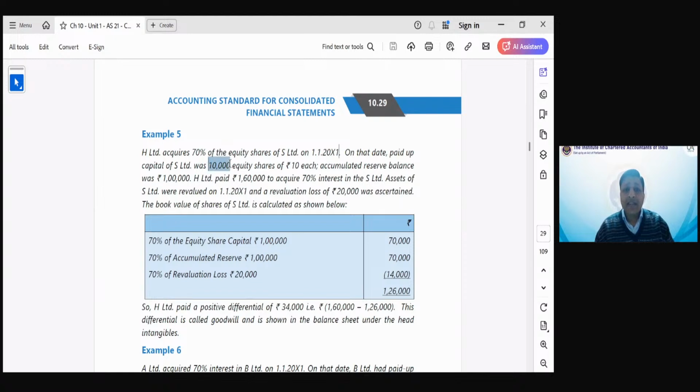That will be capital plus reserves. That means 2 lakhs. 70% of that is acquired by H. Therefore, we can say 1,40,000 is 70% of net assets. If you go by the book values, what is the amount of net assets? Can you tell me quickly? 1,40,000. Yes or no? Rati, Malini are getting the same amount.